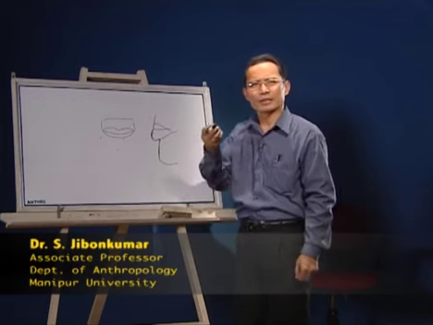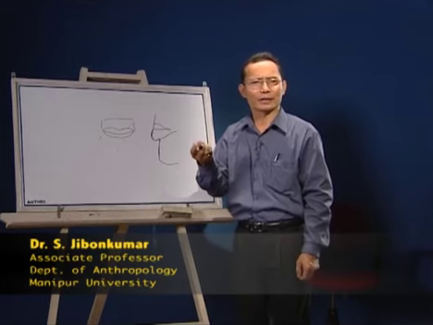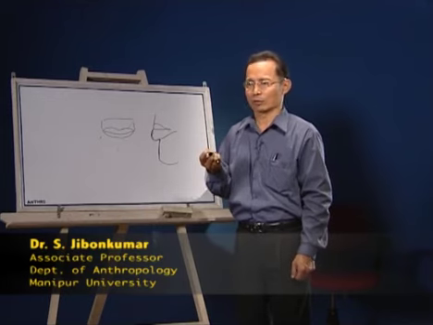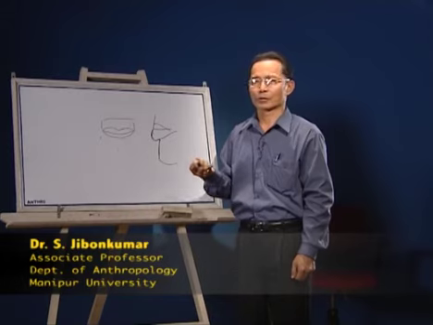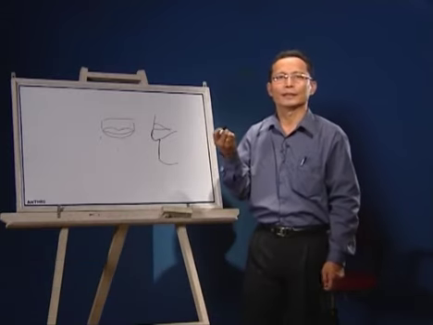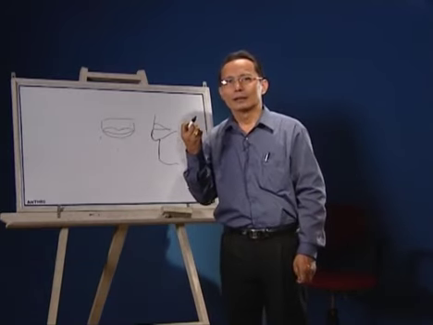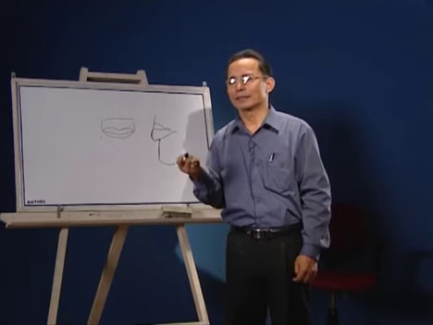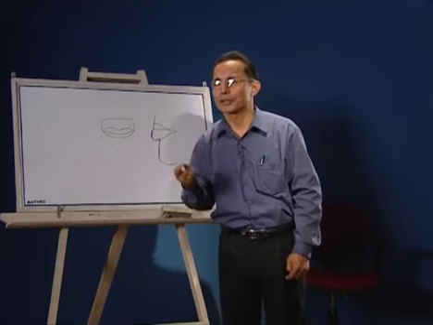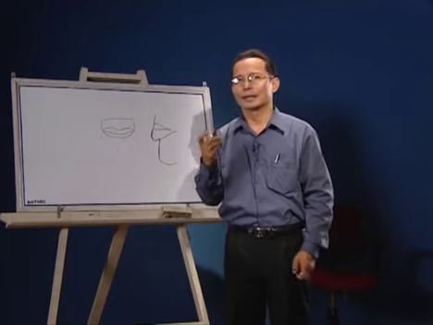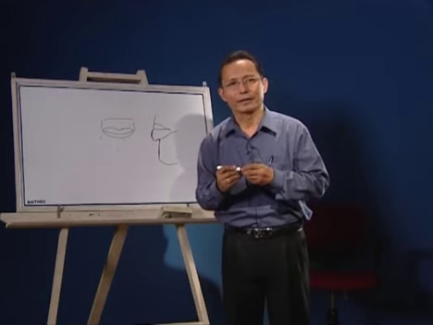Otherwise, there may be slight or moderate eversion or almost absent eversion. So we have three types of eversion, that is slight eversion, marked eversion, and almost absent eversion. So these are the three different categories of leaf eversion.